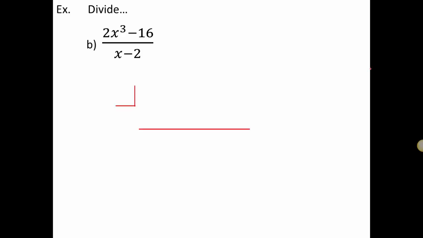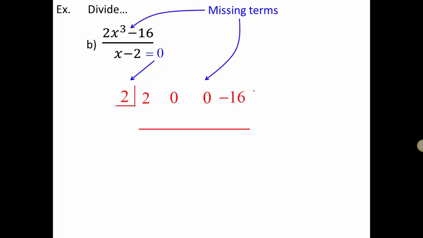So we'll set up my structure. Remember, on the outside goes the root of the denominator, which is going to be positive 2. And then on the inside, I'm going to put the coefficients of the numerator. Now hopefully you notice that I've got several missing terms here. I start with my cubic term, but then I'm missing my quadratic, my x squared term, and my linear, my x term. Cubic should have 4 terms altogether. I only have 2. So I'm going to put zeros as placeholders. So I've got 2 for my x cubed, I've got 0 for x squared, I've got 0 for x, and I've got negative 16. 2x cubed plus 0x squared plus 0x minus 16.